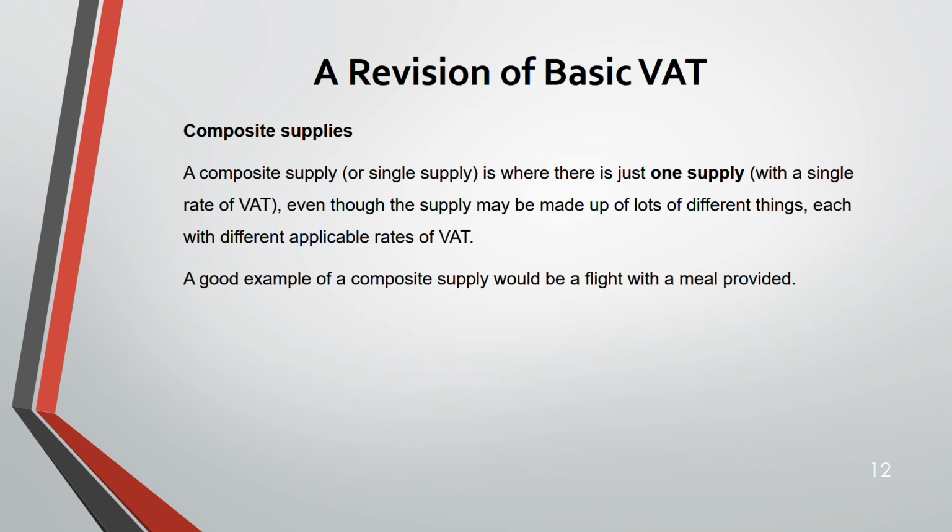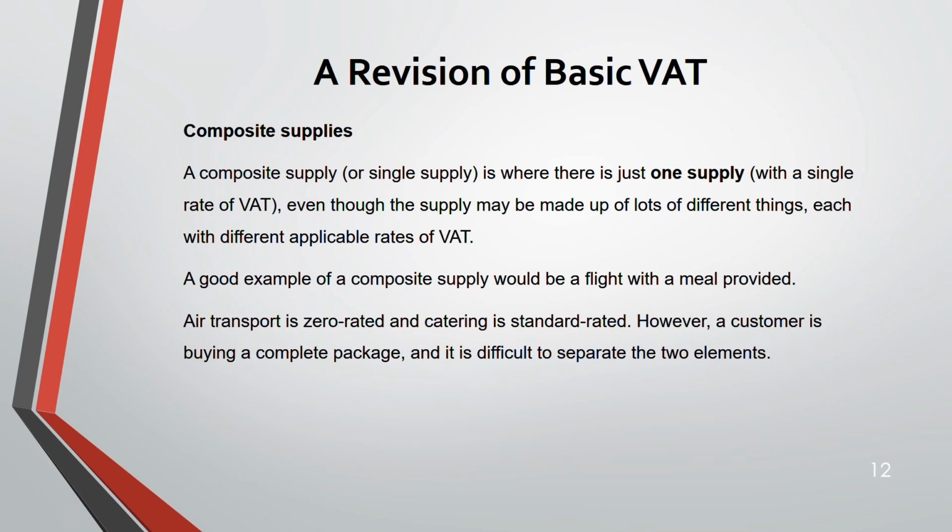A good example is a flight with a meal. This is a composite supply. Why? Air transport is zero rated, but the catering, the meal, is standard rated. But the customer is buying a complete package. They are not buying the meal separately and the flight separately. They are buying it as a complete package. Therefore, in this case, it's difficult to separate the two elements.